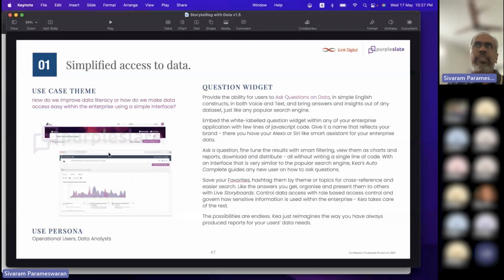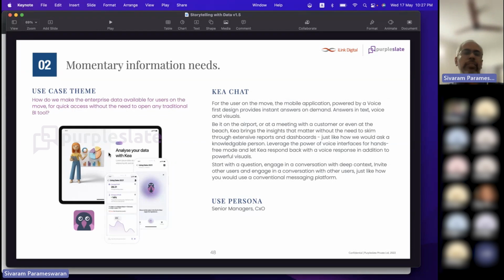So one of the simple, and in fact the most common use cases we have seen across our customers, is putting a very simple search analytics interface. The second thing is, as I said, a mobile platform. For the momentary information, whether you're at the airport or meeting a customer, you can just use it, just like how we would chat with a friend. You can chat with Kia and ask those questions.